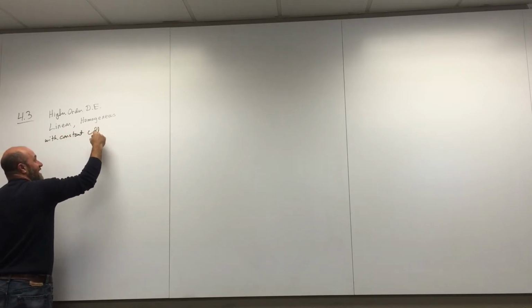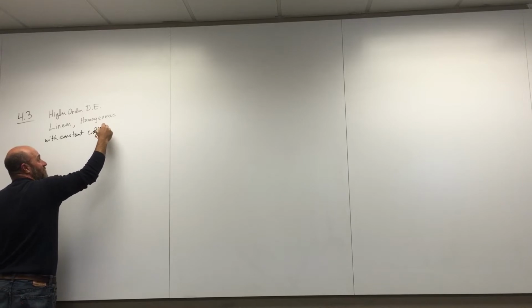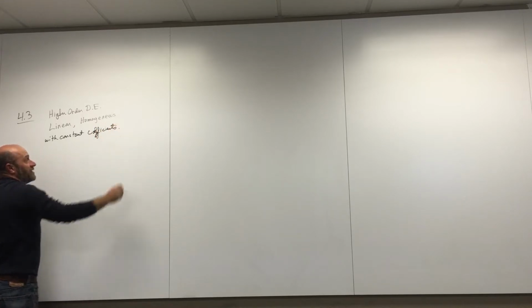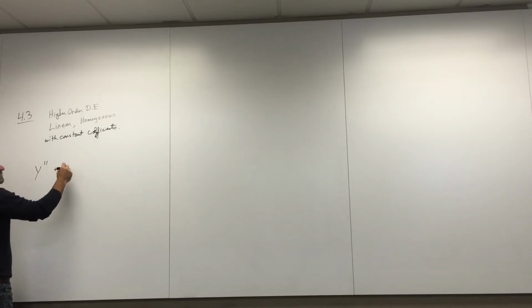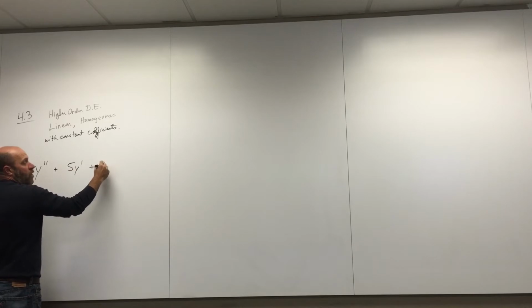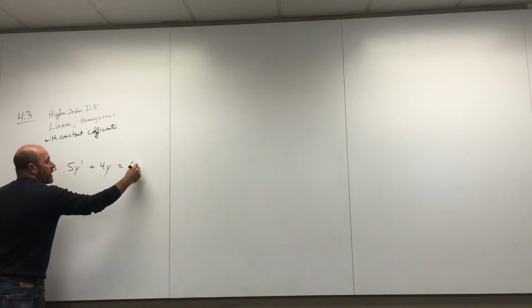So this is a pretty restricted little batch of differential equations. They gotta be linear, they're homogeneous, and they gotta have constant coefficients. Here's an example of one. y double prime plus 5y prime plus 4y equals 0.